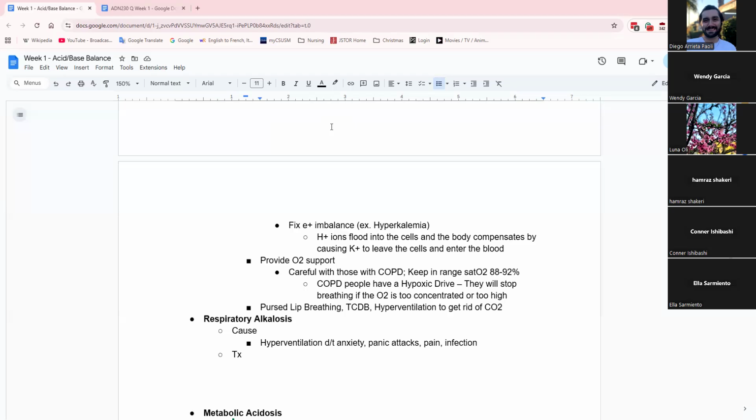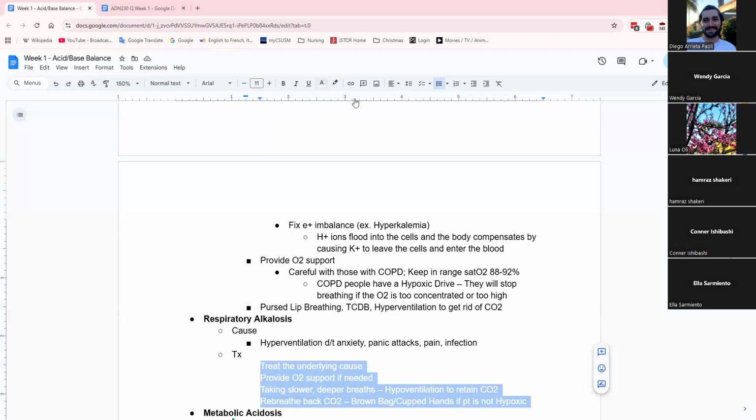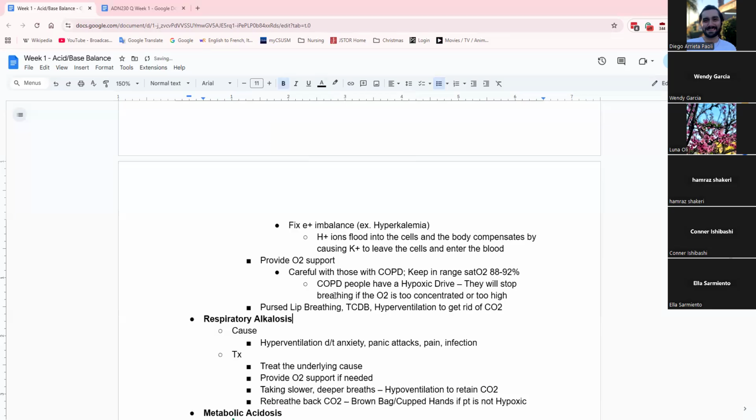Does that make sense? I know it sounds kind of weird because CO2 is like a waste product, but we do want some of it in the body. It's still there as a form of managing the acid base. So in this case, as long as they're not hypoxic, as long as their O2 is normal.